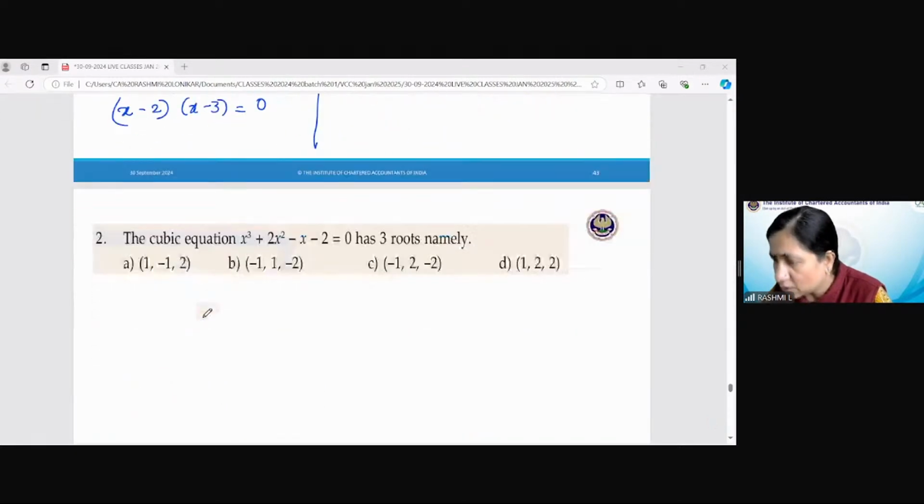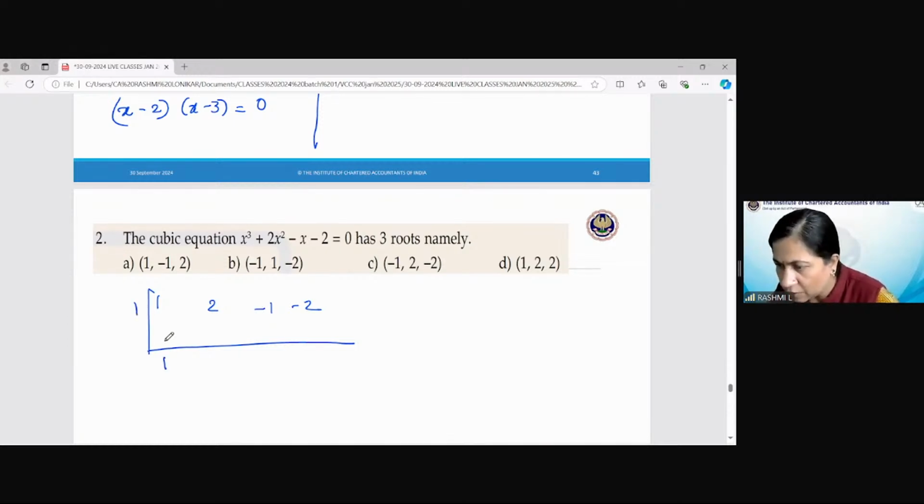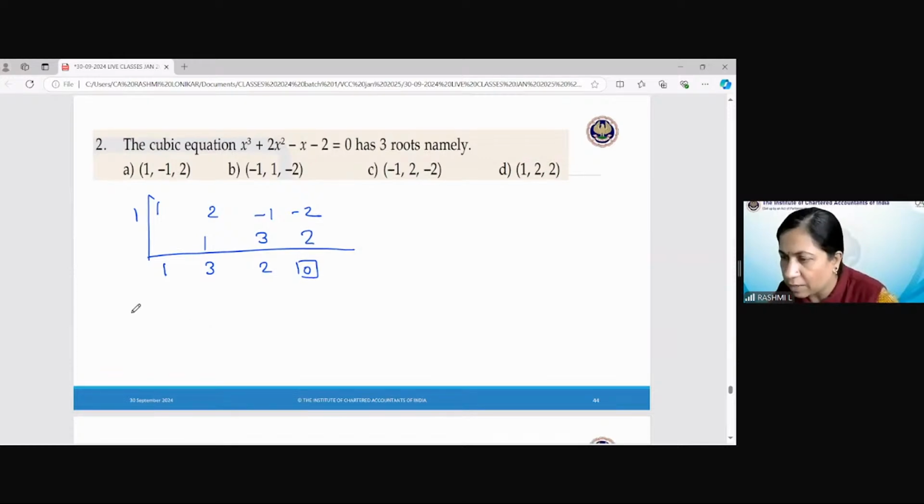Now let us go to the other equation, next equation. This is 1, 2, minus 1, minus 2. Okay. Now this is 0. So 1 is a factor. So 1 into 1 is 1, 2 plus 1, 3. 1 into 3 is 3. 3 minus 1 is 2. 1 into 2 is 2. 2 minus 2 is 0. Answer is 0. Okay. So I already have 1 as a factor.